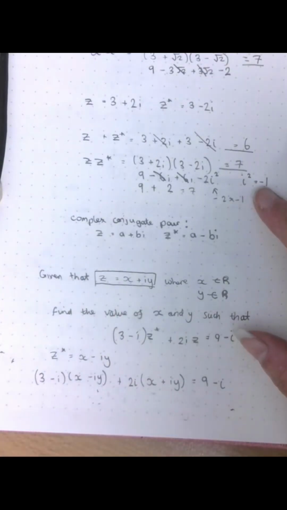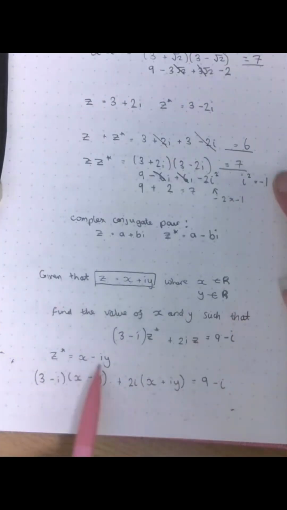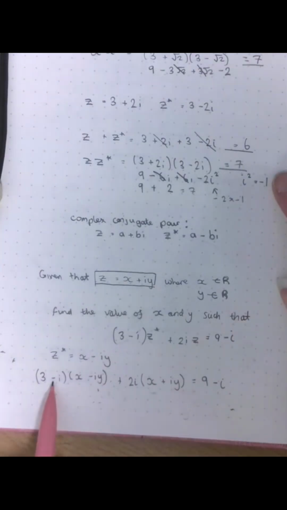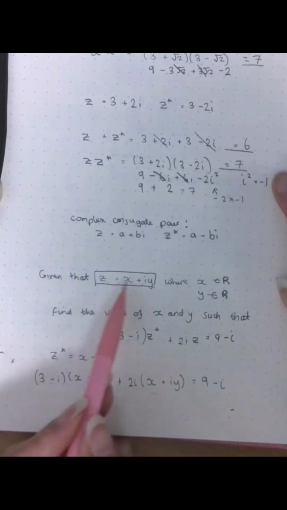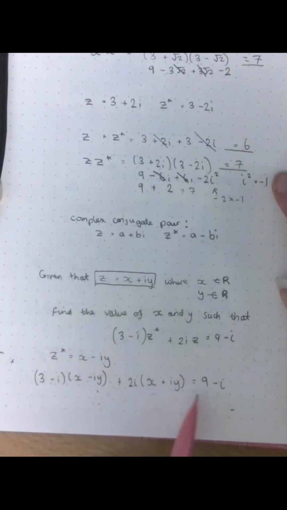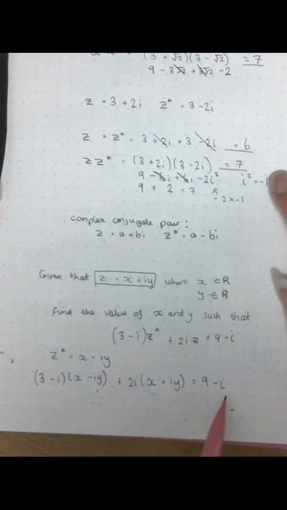And then all I've done for my first step is I've just substituted those in. So 3 minus i, and then z star, x minus iy, put that there. And then we have our plus 2i multiplied by our z, which is x plus iy, and that is equal to 9 take away i.